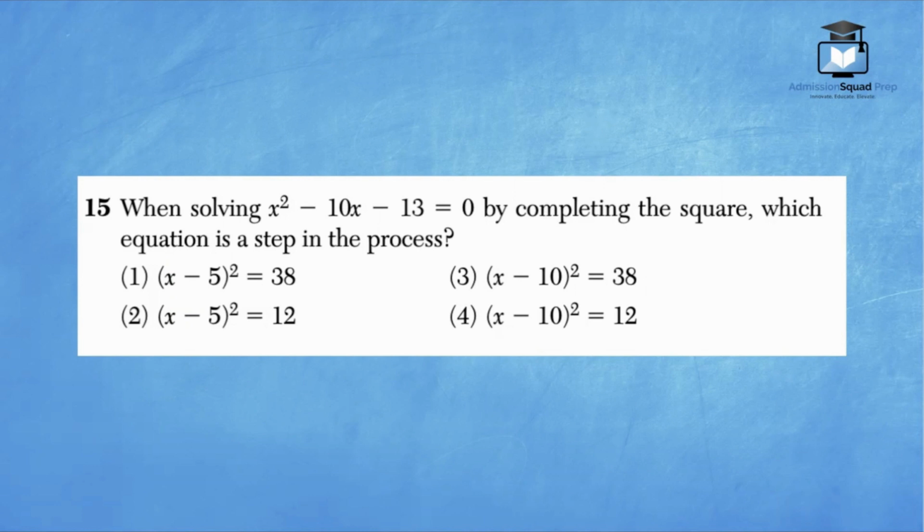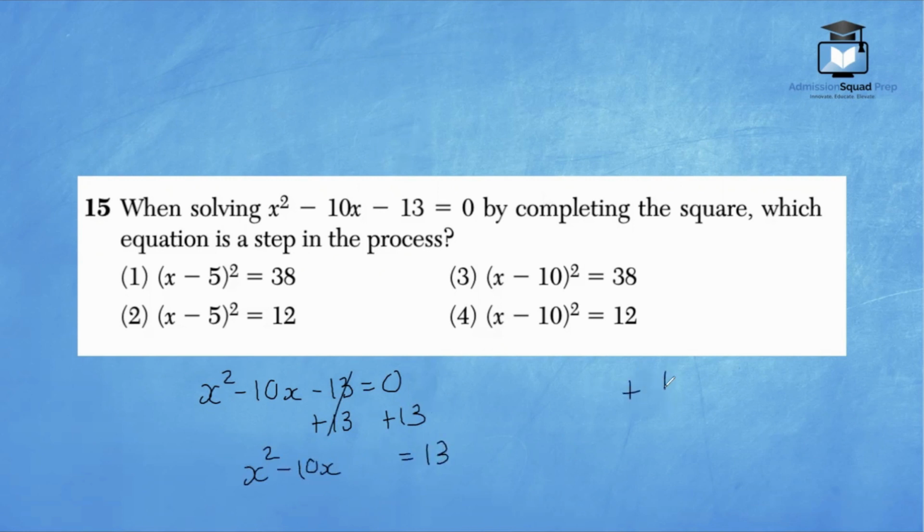Number 15, when solving x squared minus 10x minus 13 equals 0 by completing the square, which equation is a step in the process? Let's go ahead and solve by completing the square. X squared minus 10x minus 13 equals 0. Step 1 when completing the square is to move the c term to the right. So we're going to add 13 on both sides. So we have x squared minus 10x, leave some space over here, equals 13.